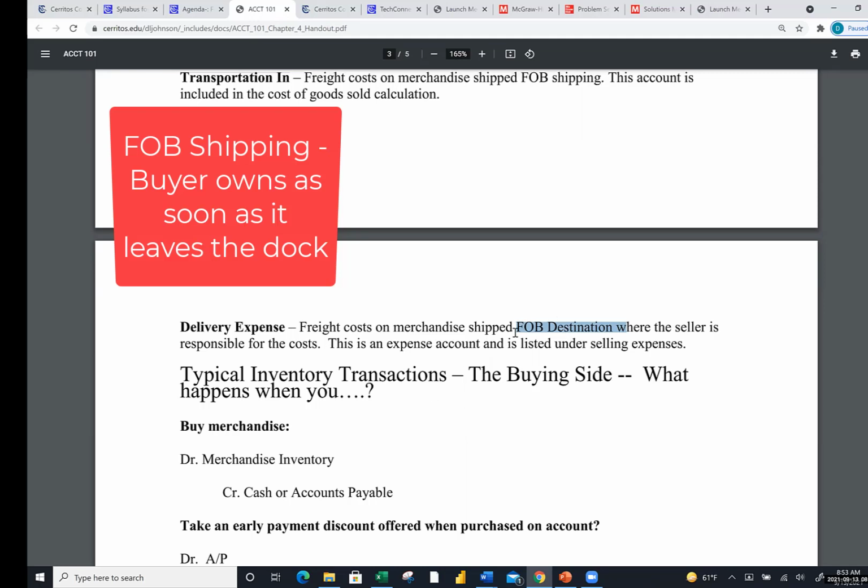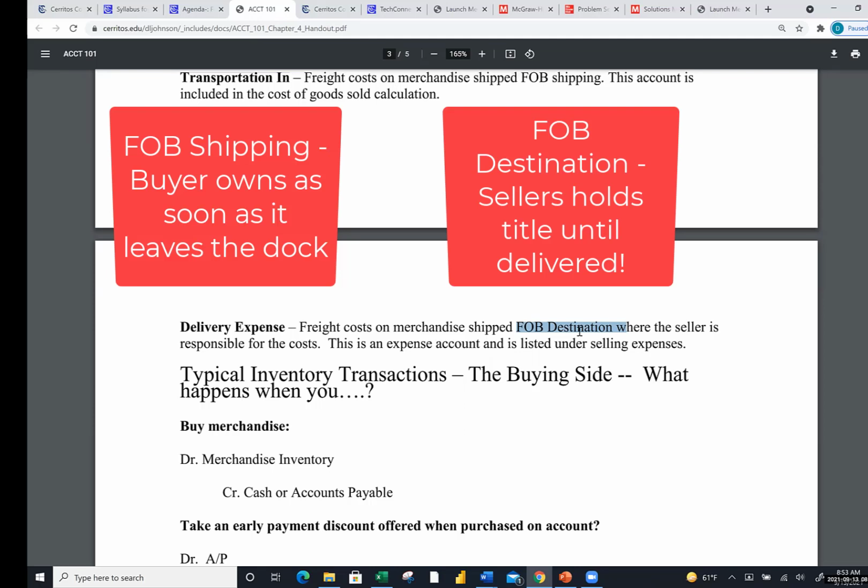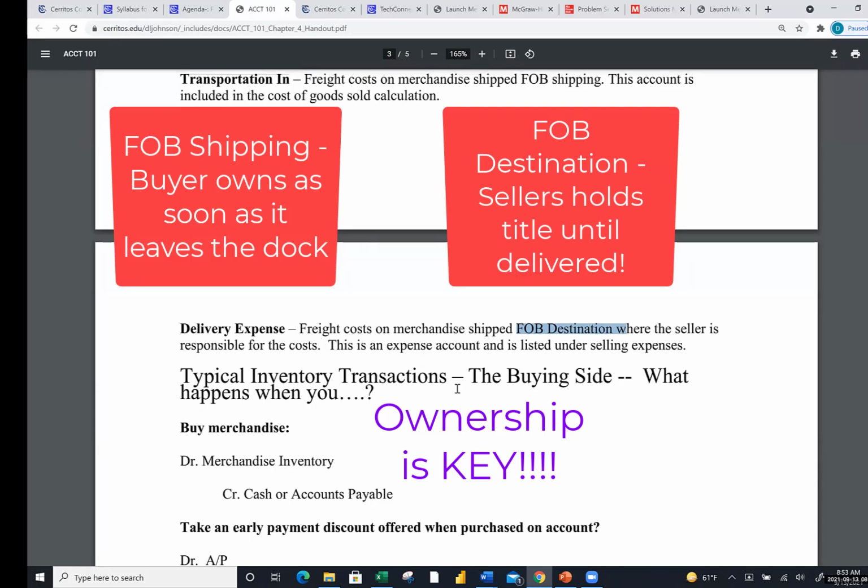FOB destination, the less common of the two, the legal title remains with the seller until the goods are actually delivered. And so again, that's going to have implications for this chapter. We're going to do an exercise here in a minute related to that. It's also going to have implications for the next chapter where we're going to be counting and costing inventory.